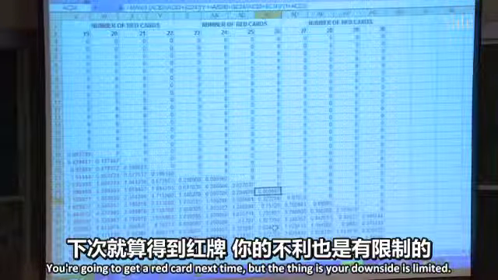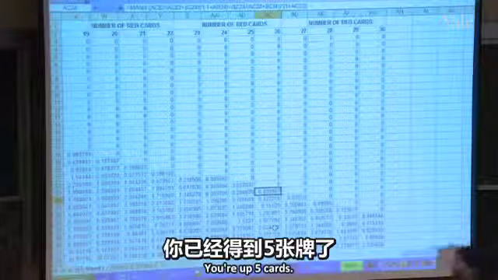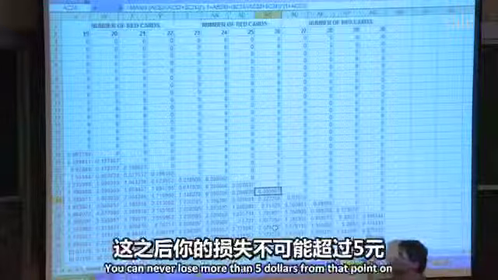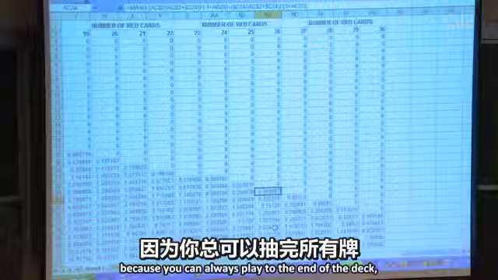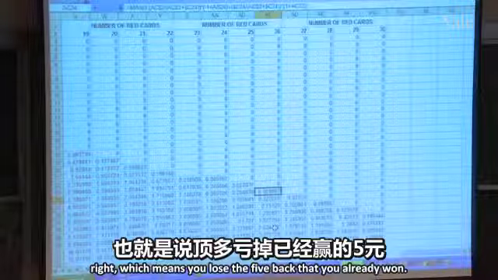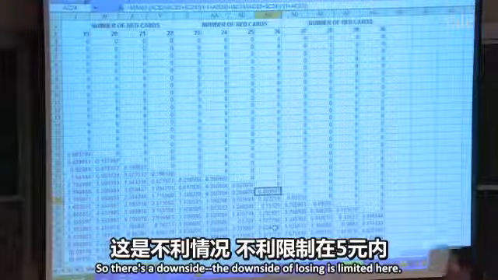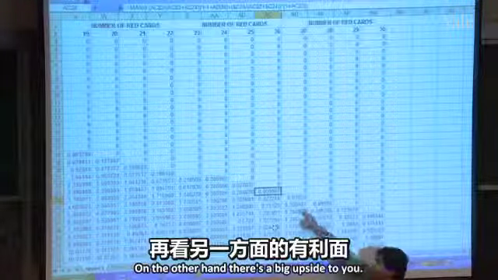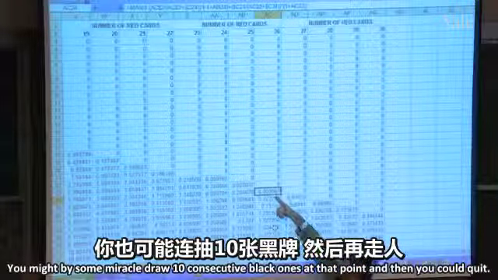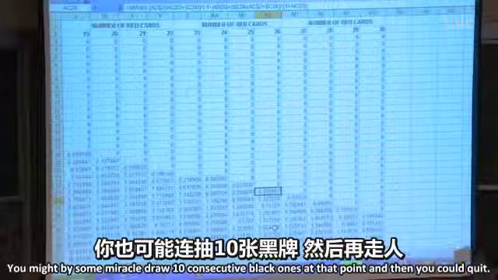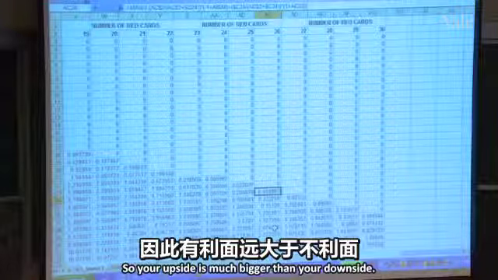But the thing is, your downside is limited. Here's a way of thinking about it: you're up 5 cards, you can never lose more than $5 from that point on, because you can always play to the end of the deck, which means you lose the 5 back that you already won. So the downside of losing is limited here. On the other hand, there's a big upside to you. You might, by some miracle, draw 10 consecutive black ones at that point, and then you could quit. So your upside is much bigger than your downside.